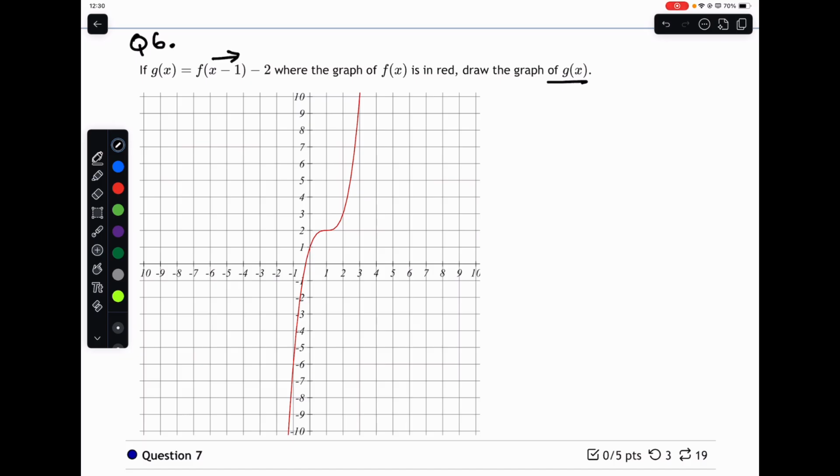And since the minus 2 is on the outside, that's going to affect the output values, the y values, in the direction that we see here. No inverse, no different operation. So minus 2 means down 2.